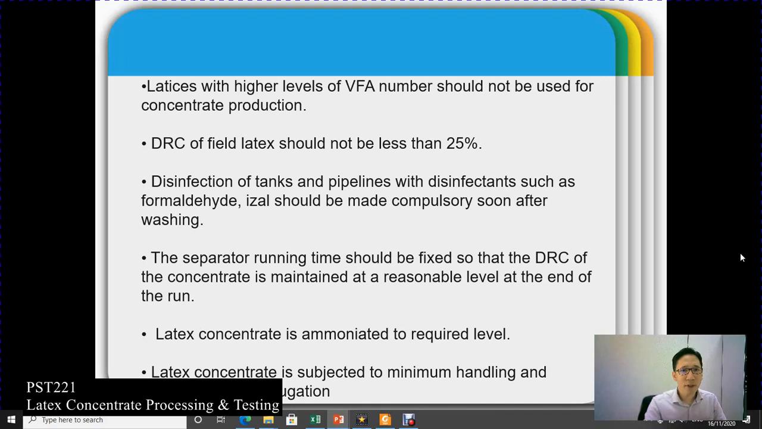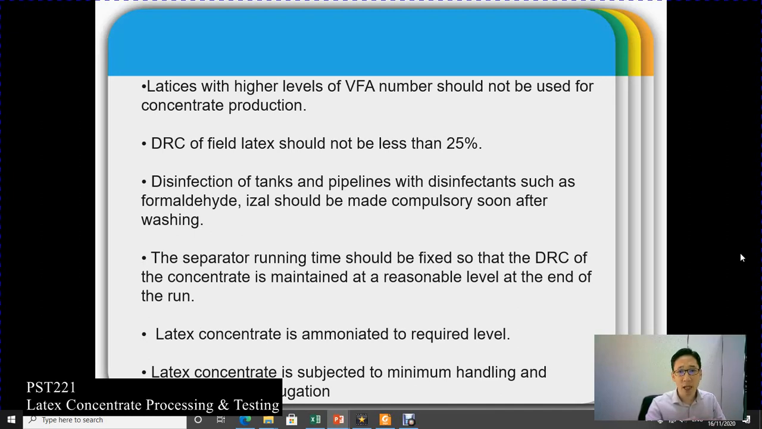Then disinfection of tanks and pipelines with disinfectants such as formaldehyde should be made compulsory soon after washing. Disinfectant is very important, not only cleaning, to remove any tendency of microbes to grow after the cleaning, so that you can avoid a significant increase in latex VFA number. The separator running time should be fixed, so that the DRC of the concentrate is maintained at a reasonable level at the end of the run.